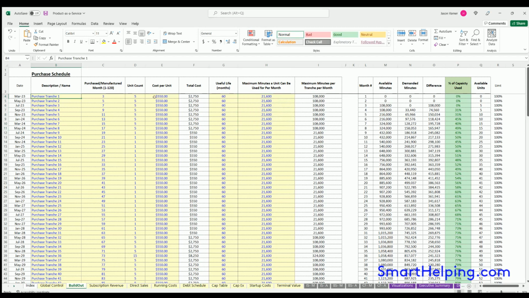So you've also got the cost per unit here and total cost here. So this is going to be CapEx that you're spending in order to get these products to be available to use.